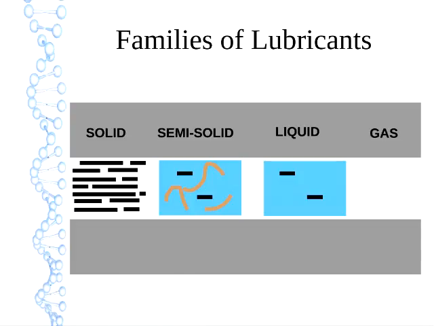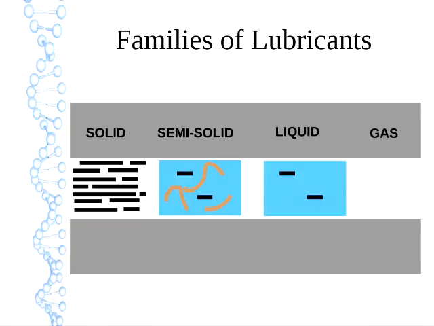Next, we're going to cover the different families of lubricants. So we're going to move, I guess, in terms of decreasing viscosity. So you start off with the solid lubricant. This is something like PTFE, molybdenum disulfide, graphite. It's often applied as a coating on the surface, so there can be particles.